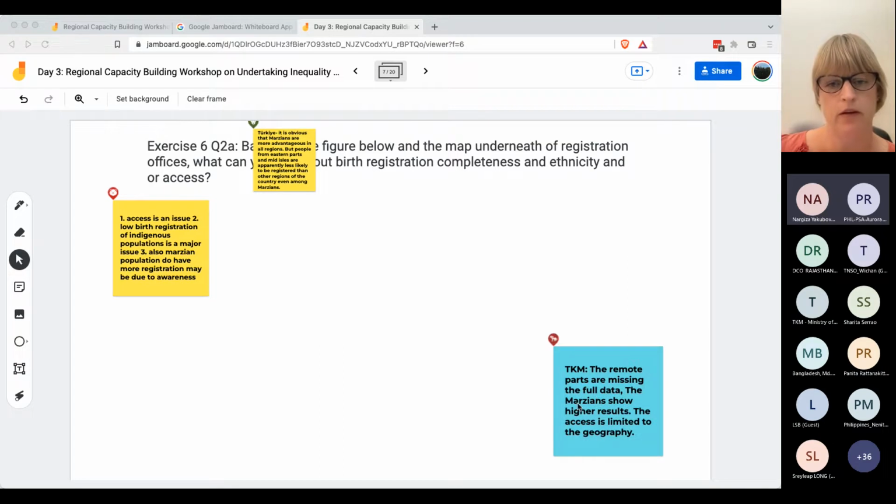So look at maybe the country holistically and then by province, and think about what might be going on. And you can post your summary in the Jamboard. I'll give you maybe 1 or 2 more minutes.